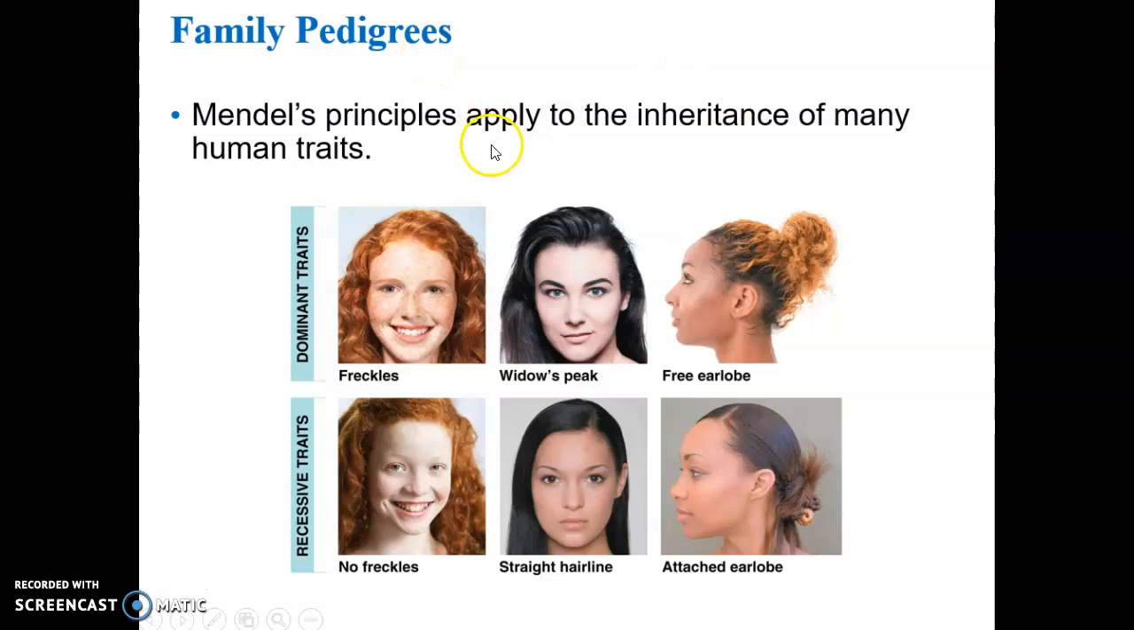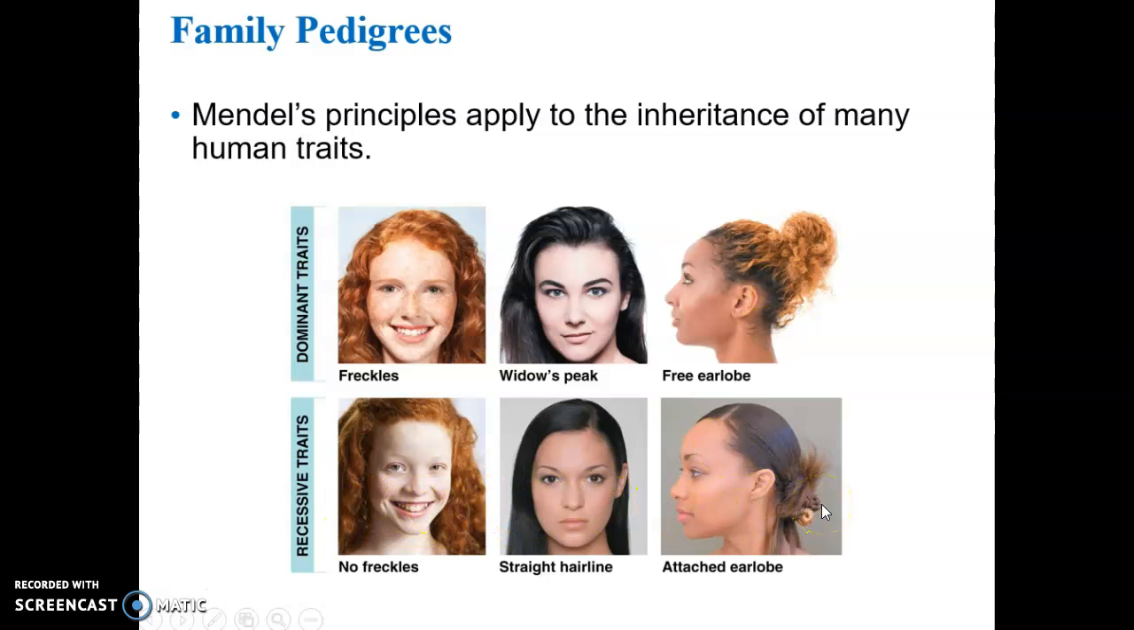So Mendel's principles apply to the inheritance of many human traits. For example, the presence of freckles or no freckles, the widow's peak on the hairline or a straight hairline, or free earlobes or attached earlobes. These are the dominant traits and these are the recessive traits.